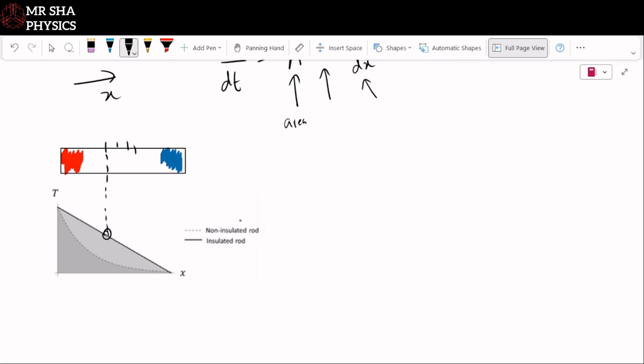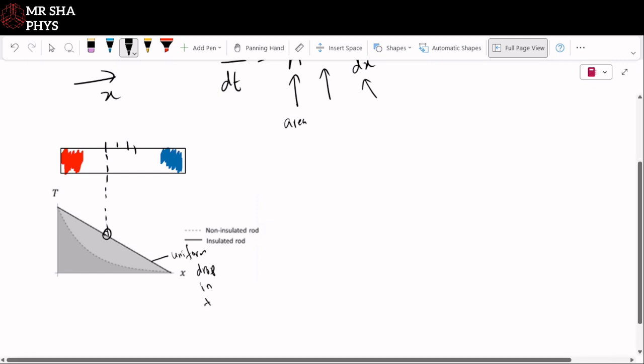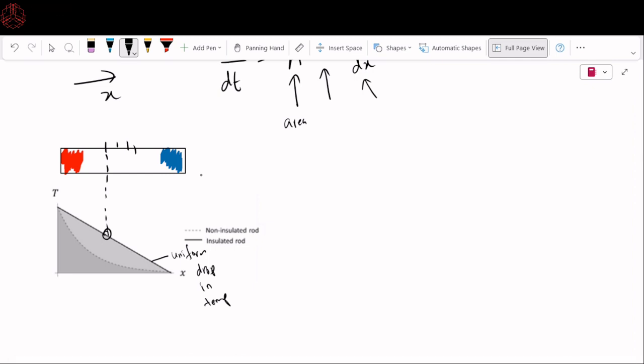Now, for an insulated rod, we have a nice graph. We have a uniform drop in temperature. When I say insulated, I mean it is insulated by some other material that is a poor thermal conductor. So, insulated by a poor heat conductor.